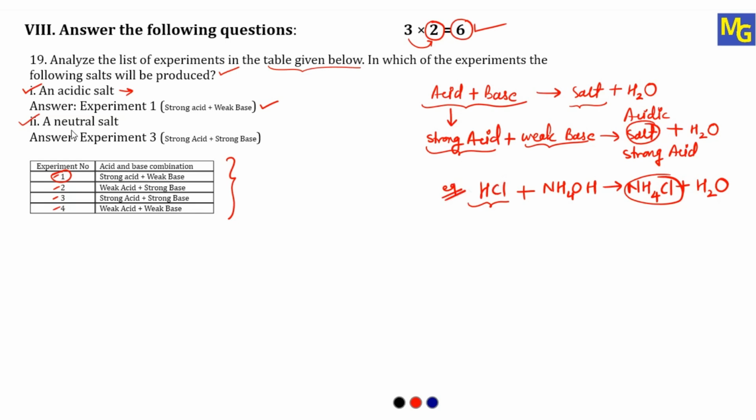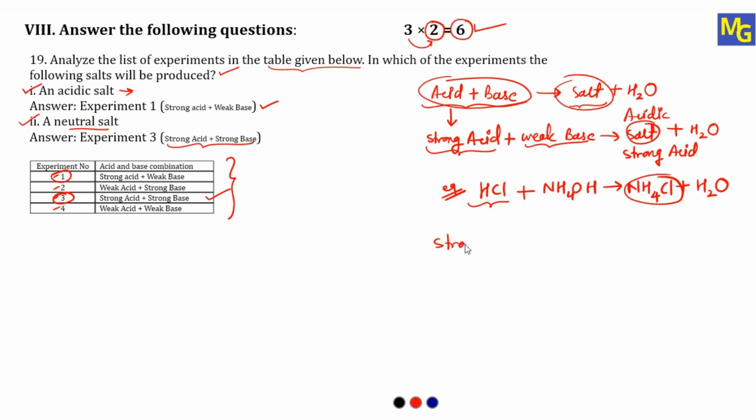Now see the second one. We want a neutral salt. Neutral means the salt which will not show any acidic property or any basic property. So here both acid and base should be of equal strength. If both have equal strength, then the acid will suppress the base property, the base will suppress the acid property, and therefore whatever salt we are going to get will be neutral. And therefore here the answer is experiment number 3, that is strong acid, strong base. See here I have written strong acid, strong base.